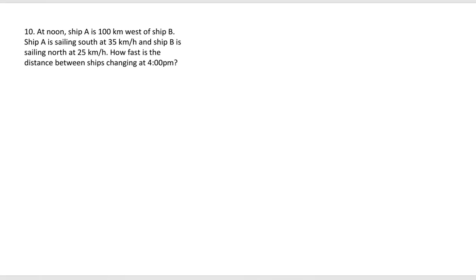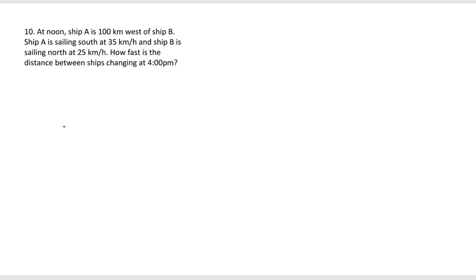Okay, number 10. At noon, ship A is 100 kilometers west of ship B. Ship A is sailing south at 35 kilometers per hour. Ship B is sailing north at 25 kilometers per hour. How fast is the distance between the ships changing at 4 p.m.?